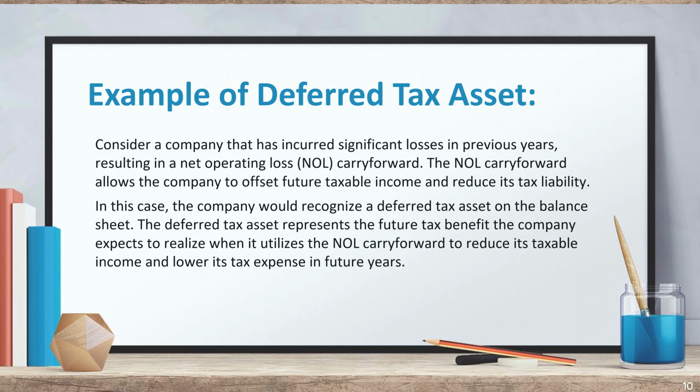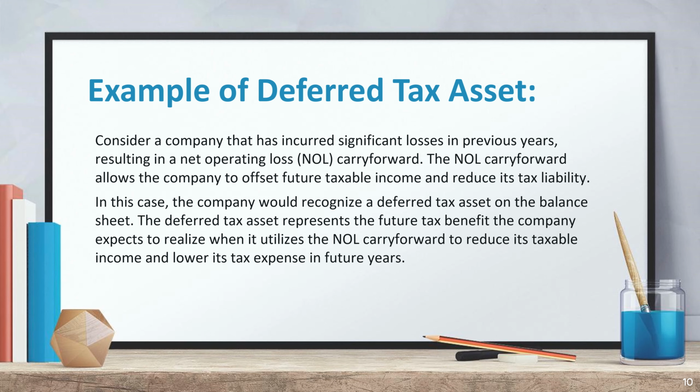Example of deferred tax asset. Consider a company that has incurred significant losses in previous years, resulting in a net operating loss, NOL, carry forward. The NOL carry forward allows the company to offset future taxable income and reduce its tax liability. In this case, the company would recognize a deferred tax asset on the balance sheet. The deferred tax asset represents the future tax benefit the company expects to realize when it utilizes the NOL carry forward to reduce its taxable income and lower its tax expense in future years.